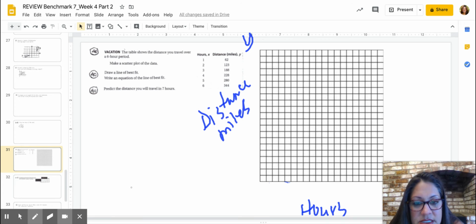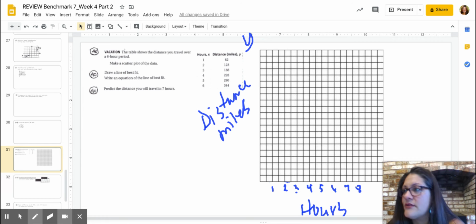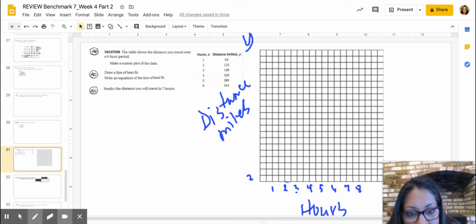So this is going to be 1 hour, 2, 3, 4, 5, 6, 7, and 8. I'm just skipping every other line there. Then I'm going to have each of these squares going up be 25. So this first one is 25. Then up 4, 1, 2, 3, 4 is going to be 100.